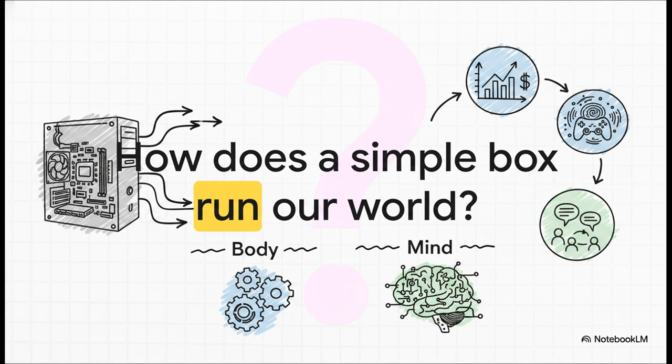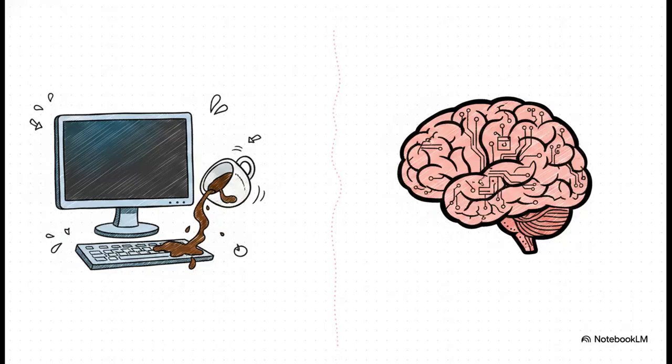By the end of this explainer, I make you a promise. We will break down this incredibly complex machine into its two fundamental halves. We're going to look at its body and its mind. And we're going to do it so clearly and so simply that honestly, a primary school student could grasp the sheer genius behind it. To truly understand any computer, we absolutely must start with the fundamental dichotomy of technology.